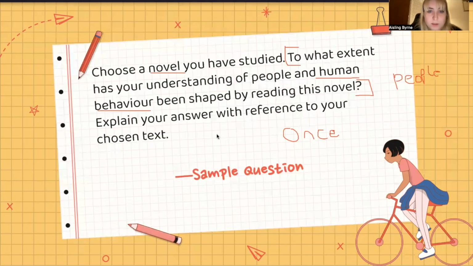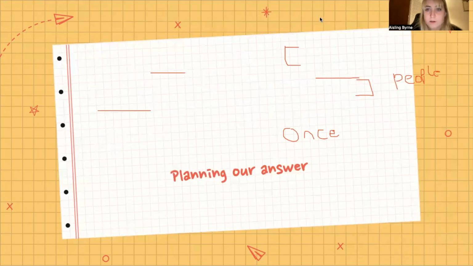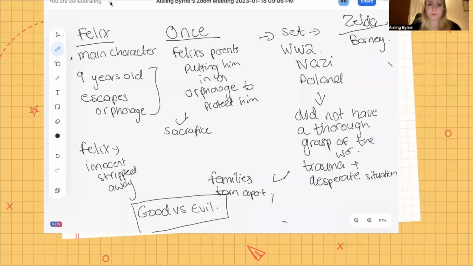So 1 second, just let me move on to the next page. So now we're going to look at planning our answer. Now I have just a broad kind of throwing of points I want to make, or just points of this novel that I've quickly done within probably 5 minutes that relate back to the question.